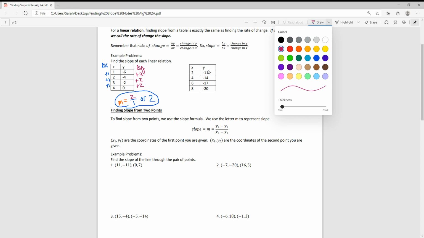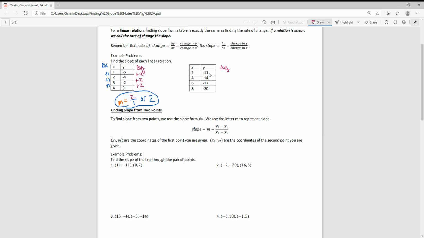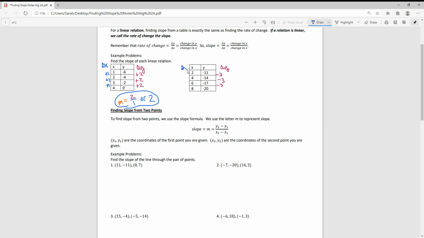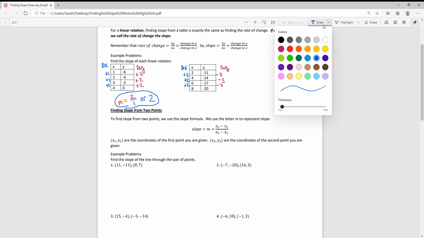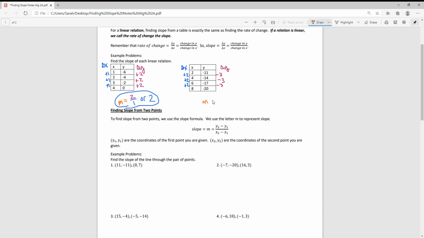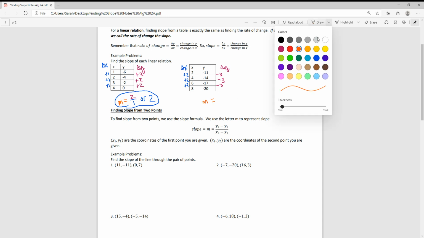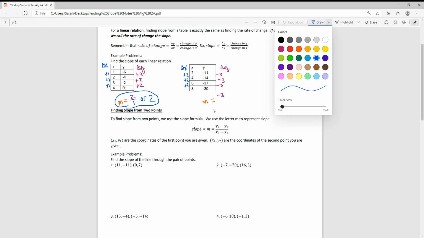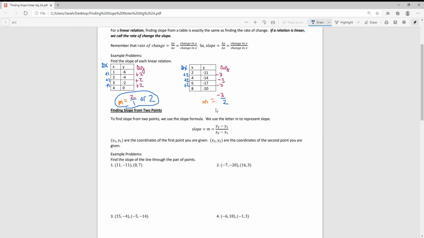Let's try another one. Let's start with change in y. To get from -11 to -14, I subtract 3, so -3. And that is true as I keep going down my table. To find my change in x, to get from 2 to 4, I add 2. And that pattern stays the same as I go down my table as well. So my slope, or my m, is going to be my change in y, which was -3, over my change in x, which was 2. This fraction doesn't reduce, so we just leave it as -3 over 2.